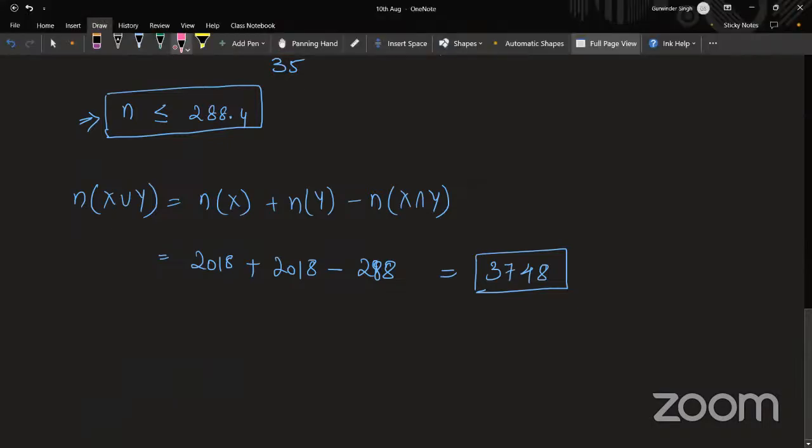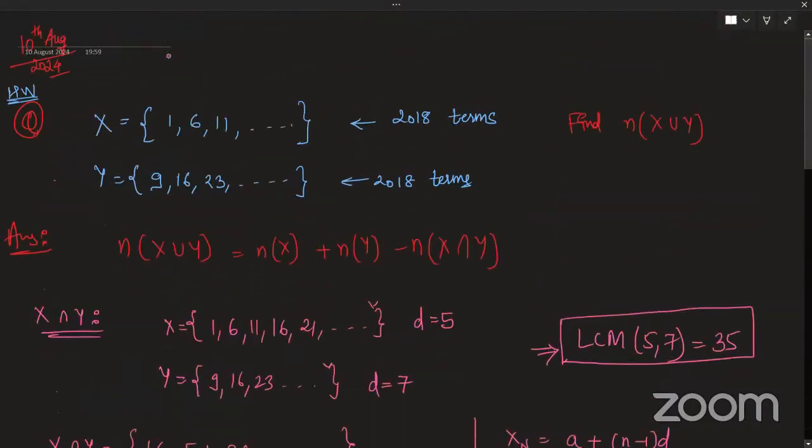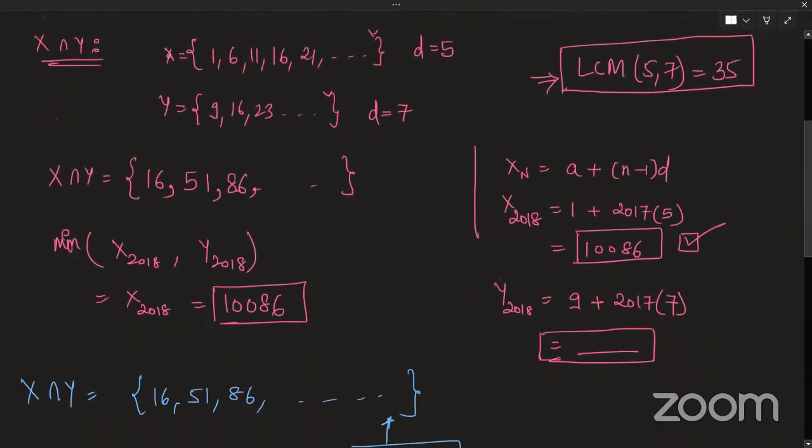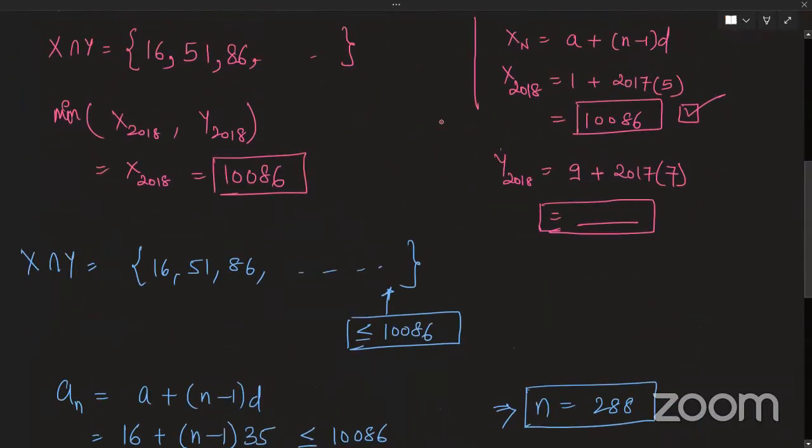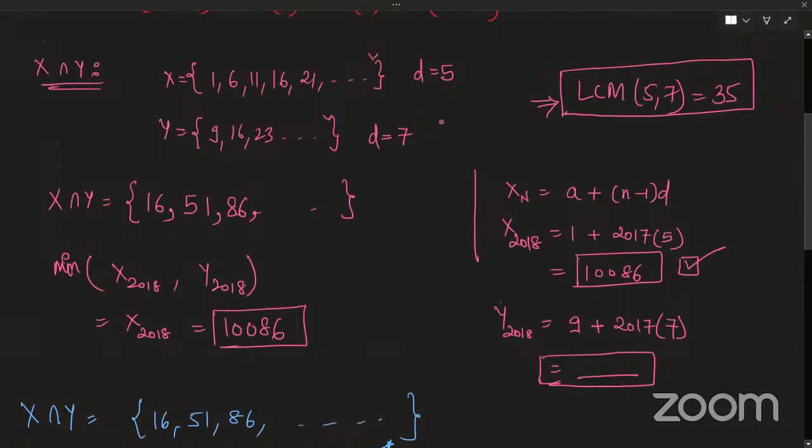3748 is correct. So everyone has understood the question? Anyone who has not understood? Just ask if you have any doubt. It is clear, sir. All 20 participants? Okay, great.